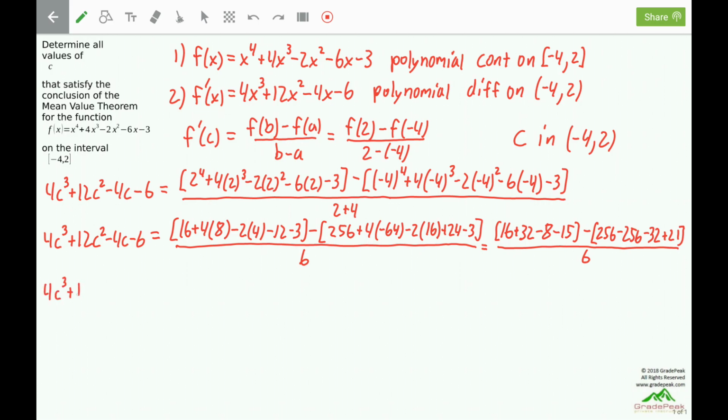So 4c cubed plus 12c squared minus 4c minus 6 equals, 16 plus 32 is 48, minus 8 is 40, minus 15 is 25. And then minus 256 minus 256, those will cancel, and then minus 32 plus 21 is a negative 11, divided by 6. 25 minus a negative 11 is the same thing as 25 plus 11 over 6, and 25 plus 11 is 36 over 6, which reduces to 6.